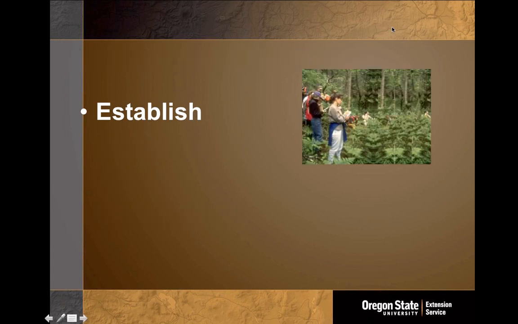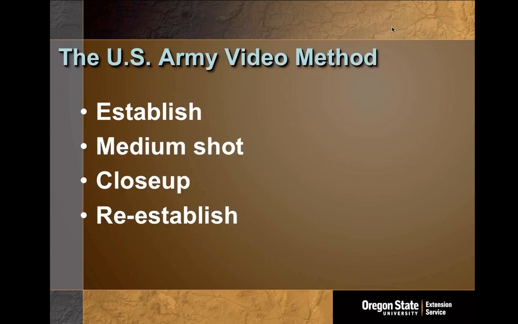Okay. I'm going to very quickly run you through what I've heard called the U.S. Army video method. When the Army has a lot of people going out shooting films, in the old days they would just say, start with these four things. The previous slide said what they were: establish where you are, then get a medium shot, then a close-up, and a reestablishment shot. It's just a method that helps you be more organized when you're behind your camera, to make sure you get enough coverage, the kind of B-roll that you can use.